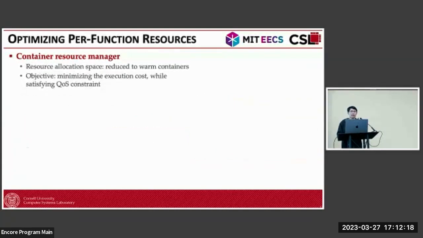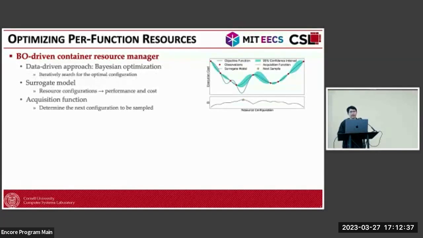After making sure that most of the function invocations are warm starts, the resource allocation space can be reduced to warm containers only. In such case, we use a container resource manager to find the near optimal resource configuration for the workflow that can minimize the execution cost while satisfying the quality of service target. So instead of relying on a manually derived analytical model or searching out the entire configuration space, we take a data-driven approach, namely Bayesian optimization, to iteratively search for the optimal configuration.